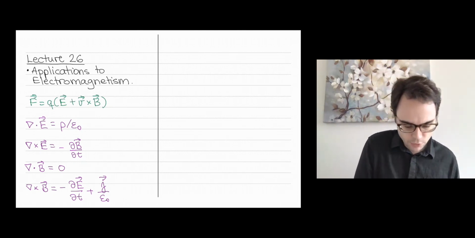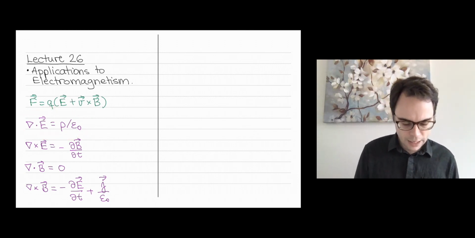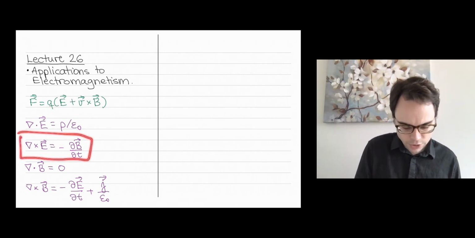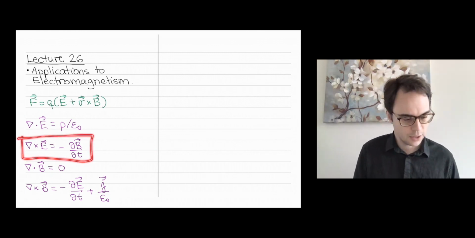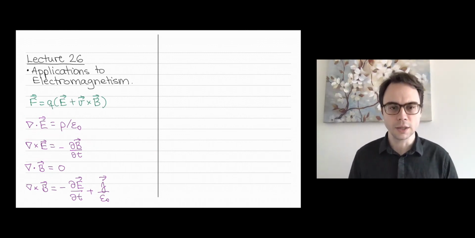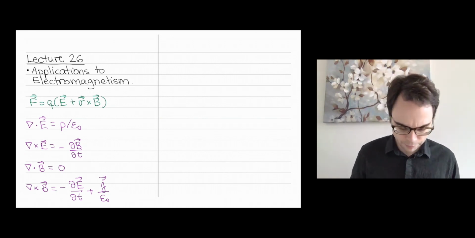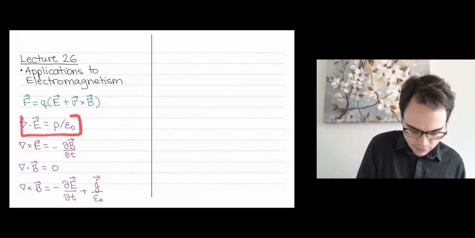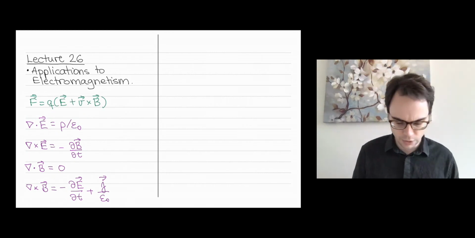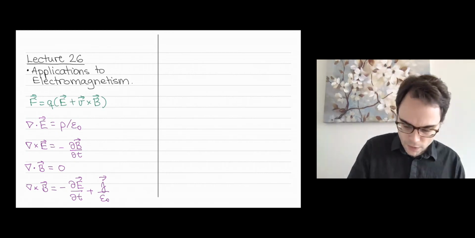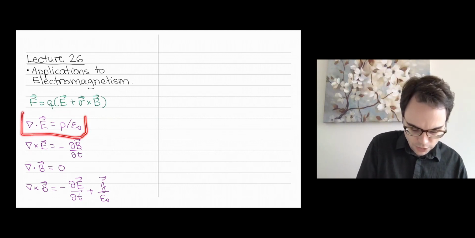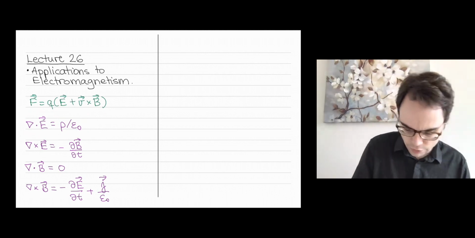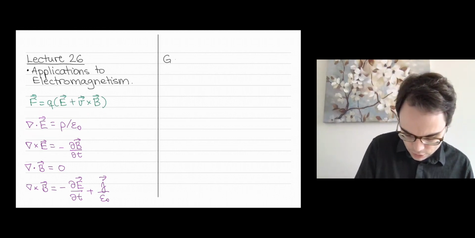So I want to give you Coulomb's inverse square law, and then use the second equation to show you how it can explain the workings of a transformer. So first, let's get Coulomb's inverse square law from the first equation. To do that, let me convert this first equation to integral form using the divergence theorem. So what we get is Gauss's law.